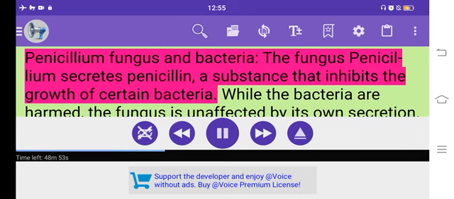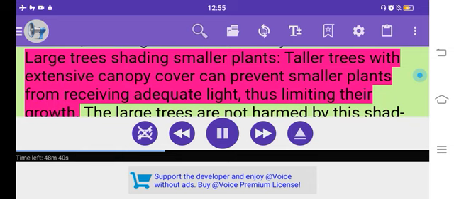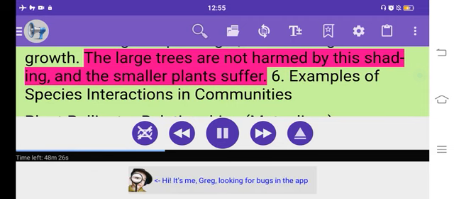The fungus Penicillium secretes penicillin, a substance that inhibits the growth of certain bacteria. While the bacteria are harmed, the fungus is unaffected by its own secretion. Large trees shading smaller plants. Taller trees with extensive canopy cover can prevent smaller plants from receiving adequate light, thus limiting their growth. The large trees are not harmed by this shading, and the smaller plants suffer.